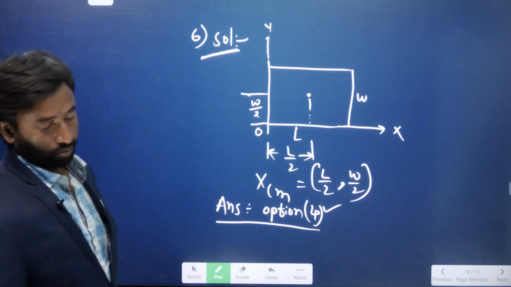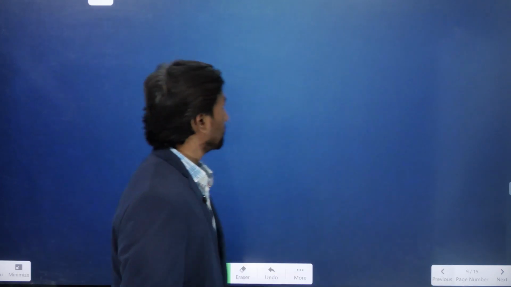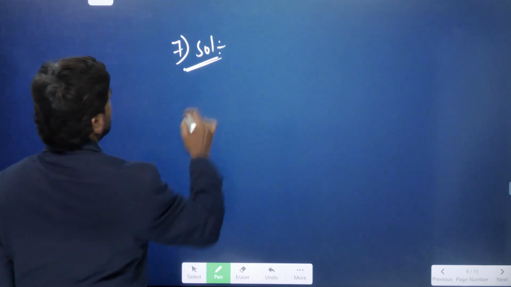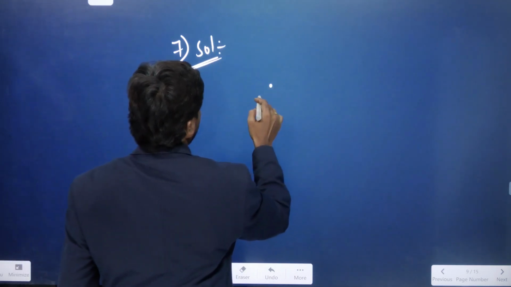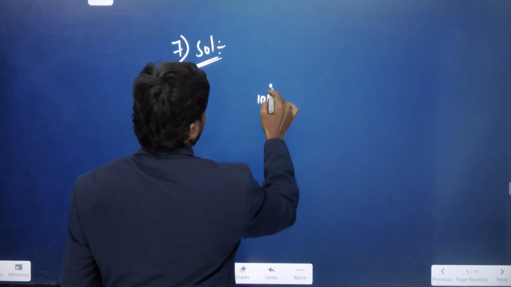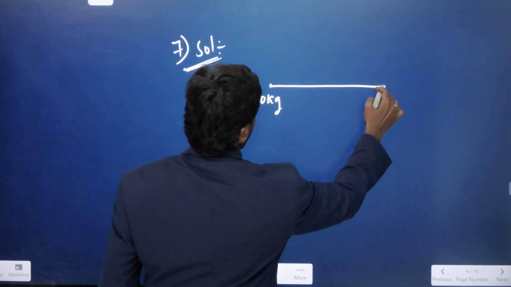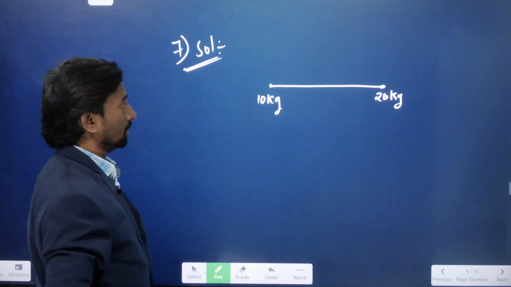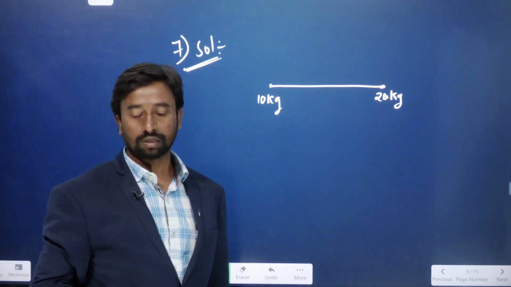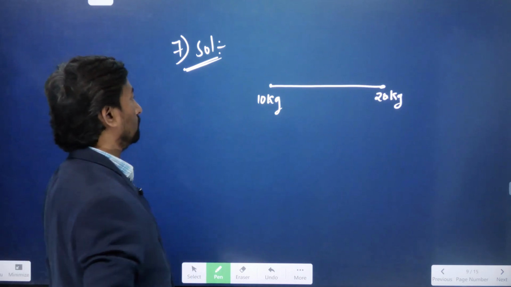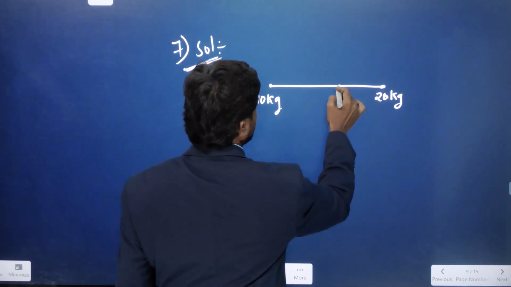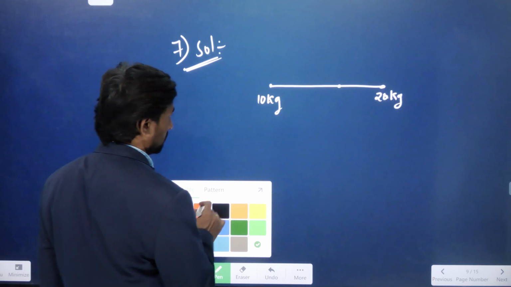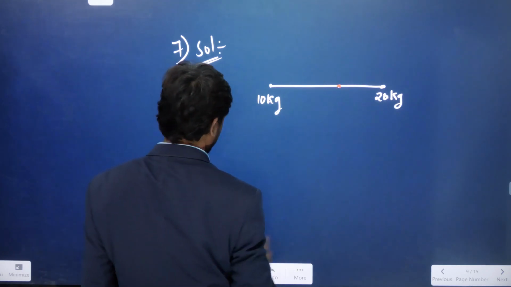So here two masses are kept on the x-axis. This is the 10 kg mass, and at a certain distance the 20 kg mass is kept here. They did not mention the distance between the two masses. We know that the center of mass will be somewhere near the heavier body. Let us consider the center of mass is here, at this point, that is Cm.